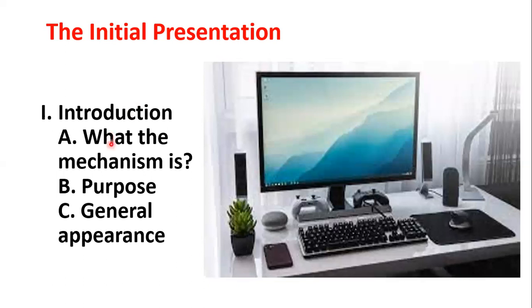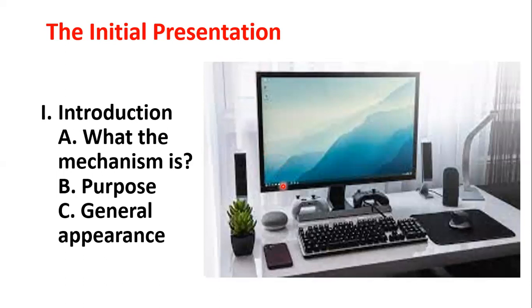What the machine is. Clear? For example, here in this video we are going to learn about computers, the mechanism of a computer. So here, what the mechanism is: the function or working of a computer. Clear? Second thing is the purpose of that machine, what is the purpose of a computer. Third, general appearance, how a computer looks. Clear? Students, this is called the first section, in which we introduce the machine, its purpose, and general appearance.